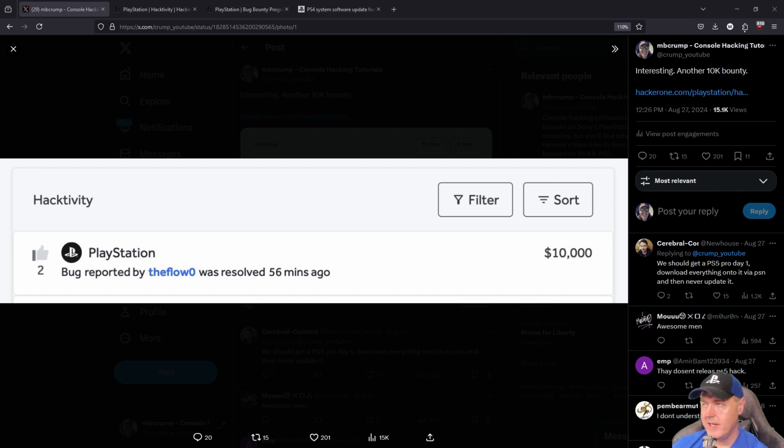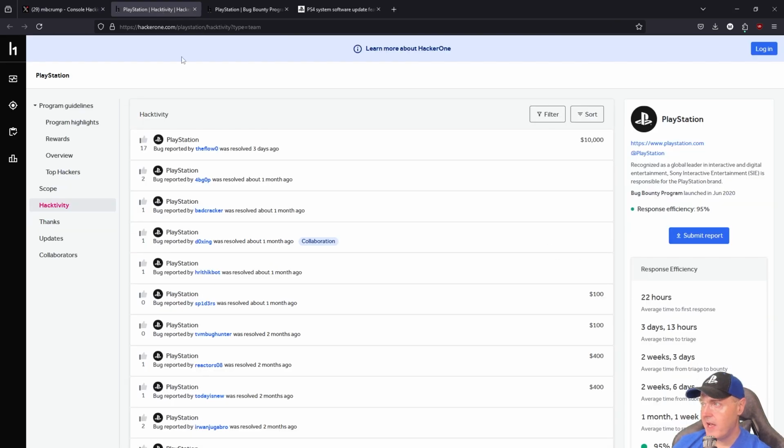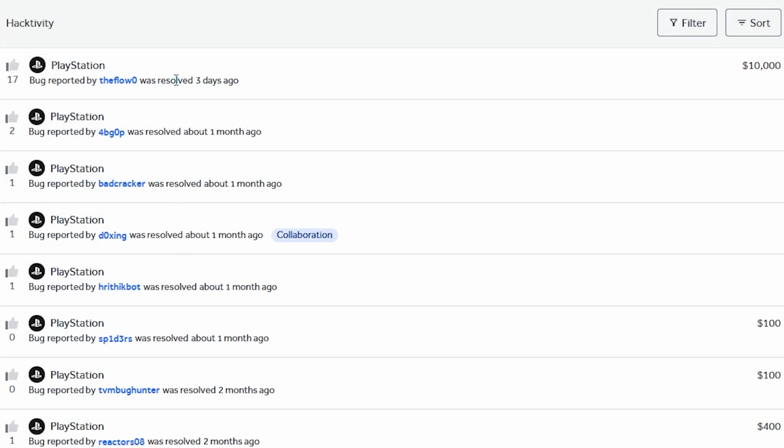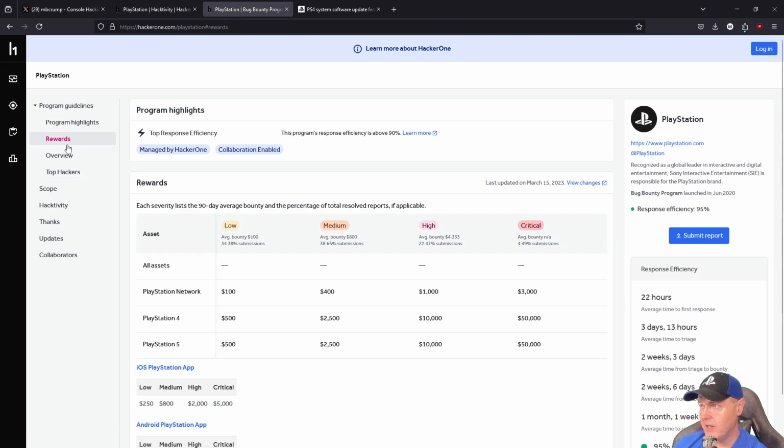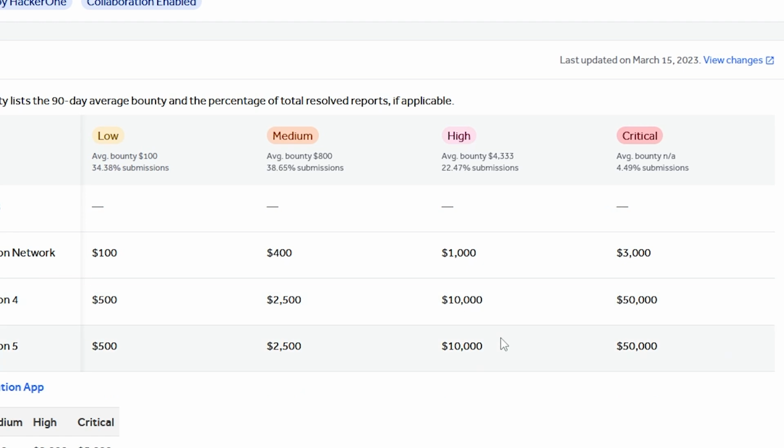Now, if we go ahead and take a look at the PlayStation bug report, we can see that at this point it was resolved 3 days ago. It was obviously by theflow, and it was a $10,000 bounty. We've done this many times: when we go in here and go to the reward section, we see that this is a high bounty, which means that this more than likely is going to be some sort of kernel exploit. Now, again, that could or could not be it.